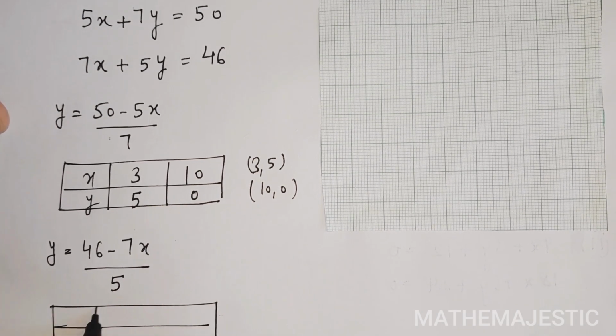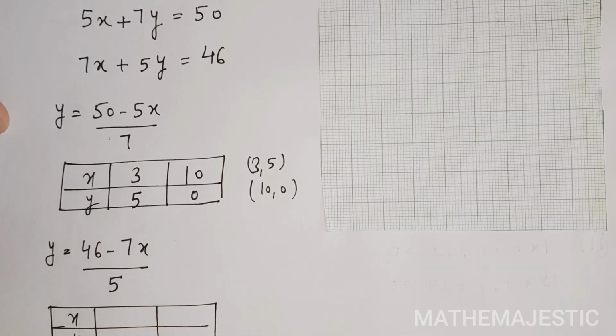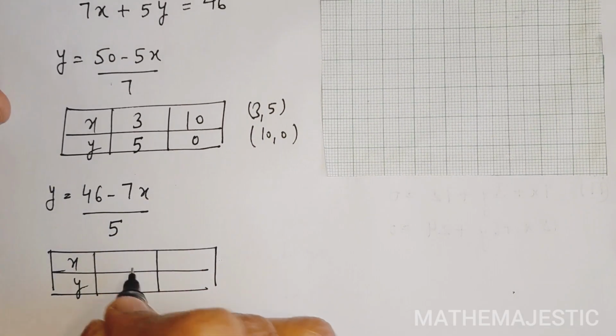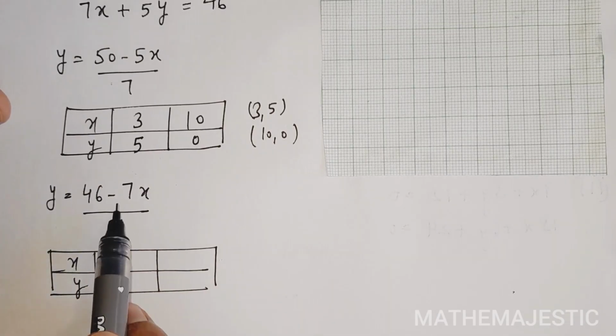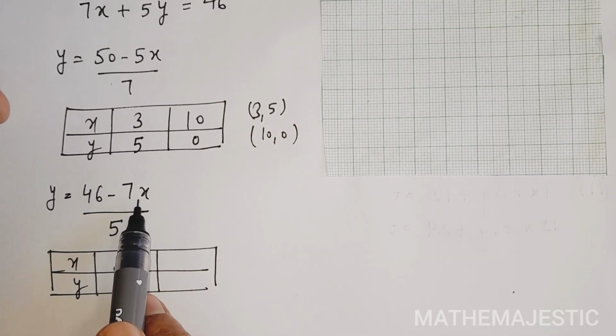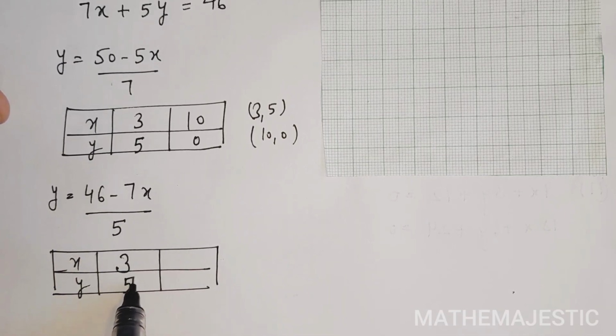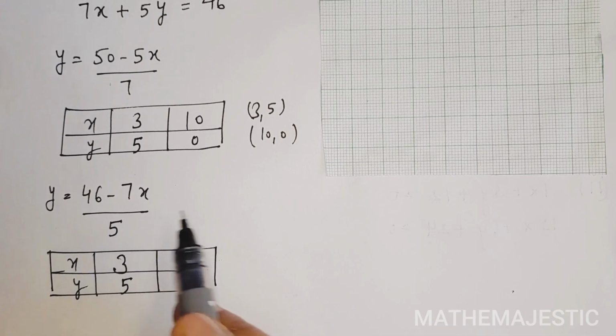What do we have to take here? X and y. If we take x as 3, then 7 3s are 21. 46 minus 21 will be 25. 25 by 5 will be 5. Similarly, you can take any convenient value.